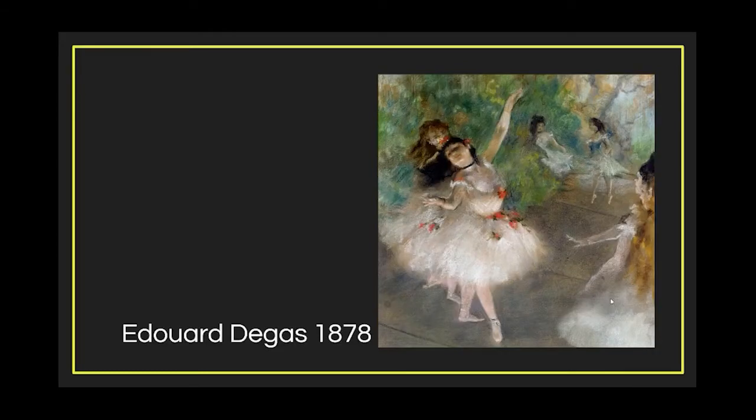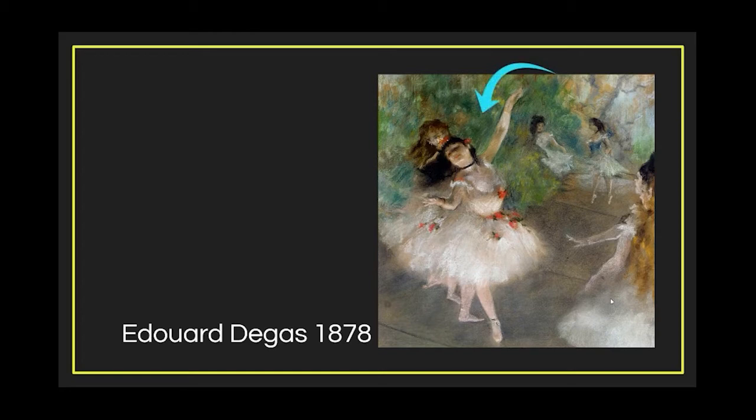Here we have a pastel done by Edward Degas in 1878. Degas was an Impressionist artist. What the Impressionists did was they tried to capture a moment in time, an impression of a moment of time, sort of like a pre-camera thing, if you will. Edward Degas was famous for his ballerinas.